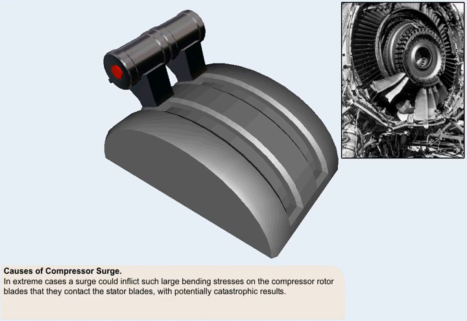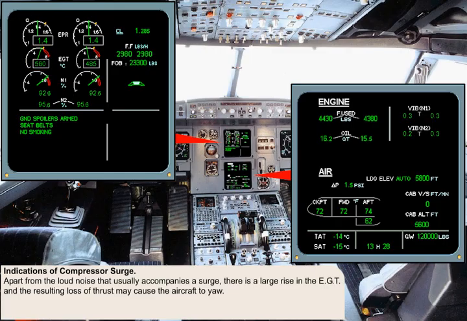In extreme cases, a surge could inflict such large bending stresses on the compressor rotor blades that they contact the stator blades, with potentially catastrophic results. Apart from the loud noise that usually accompanies a surge, there is a large rise in the EGT, and the resulting loss of thrust may cause the aircraft to yaw.